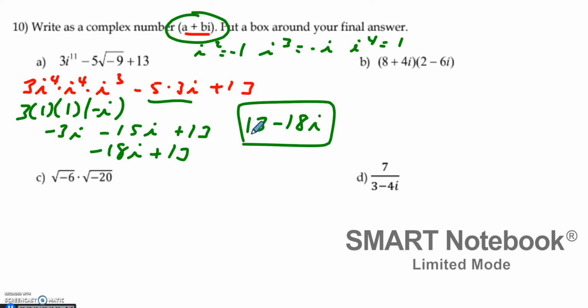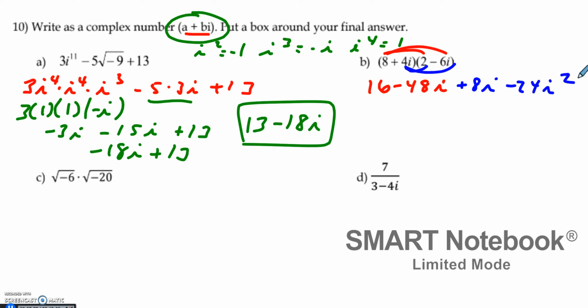Part B is asking you to multiply imaginary numbers, and so we are going to distribute. So the first thing I'm going to distribute is the 8. So I'd have 8 times 2, 16. 8 times negative 6i, negative 48i. Then I'm going to distribute the 4i. I would get positive 8i, and I get negative 24i squared.